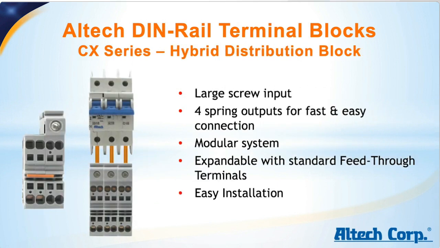The other unique block of the CX series is a hybrid distribution block. Hybrid because for the high current input it has a screw terminal for a strong connection, and the outputs have spring connections for fast and easy wiring. The whole system is modular, which makes it then expandable in its output with regular feed-through terminals and regular jumpers. It's a great block for small, simple distribution needs inside a panel.